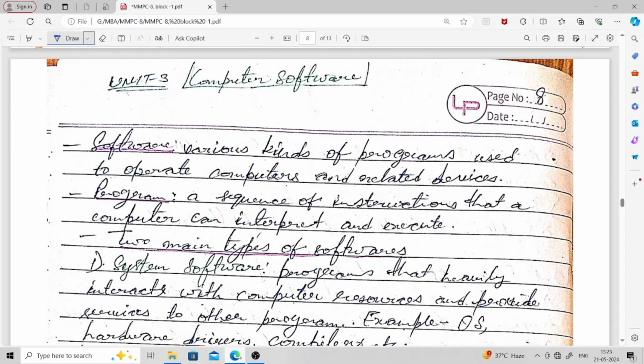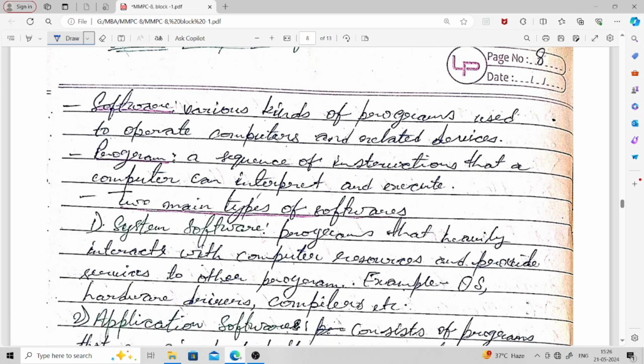In this session, I'm going to talk about the third unit of MMPC-8, and this third unit is computer software. In this unit, the first topic given here is software. What is this software? Here you can see on your screen various kinds of programs used to operate computers and related devices. So software is different kinds of programs which are used for operating computers and other related devices.